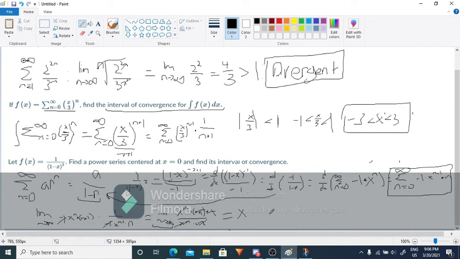So, using the ratio test, we know the interval of convergence is negative 1 less than or equal to x less than or equal to 1, which in this case, we already have x by itself, so we don't need to solve for anything, and this is just our interval of convergence for the power series.